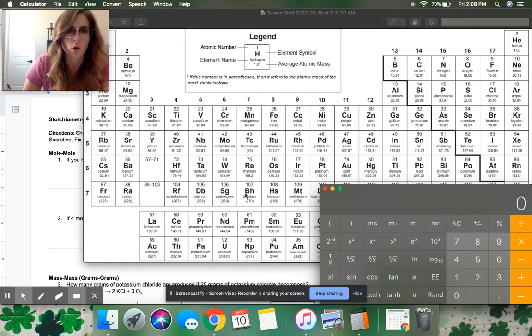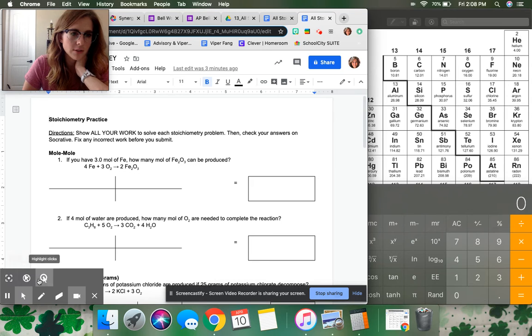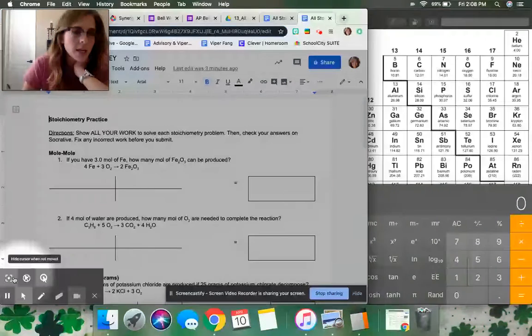Okay, so I'm going to start off by quickly doing number one here, mole to mole. I want to make sure that you guys are reading these questions. It says if you have, ooh, can I have a pointer here? That's cool. Okay. Sorry, I'm messing around with this when I shouldn't be.